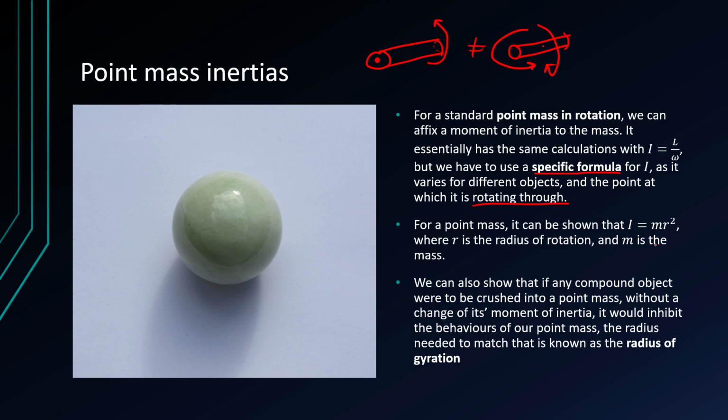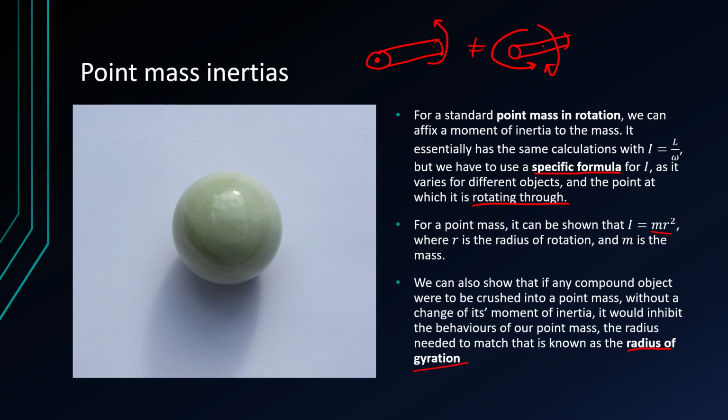For a point mass, the moment of inertia is mr squared, where r is the radius of rotation and m is mass, rather obviously. We can also show that any compound object, if it were to be crushed into a point mass with the moment of inertia consistent throughout, so the moment of inertia doesn't change, it would actually exhibit behaviors of a point mass, even though it technically isn't and shouldn't be considered as such. The radius at which this needs to happen is known as the radius of gyration. We won't be going more into the radius of gyration, but it's a fairly common thing that comes up in definition sort of things.